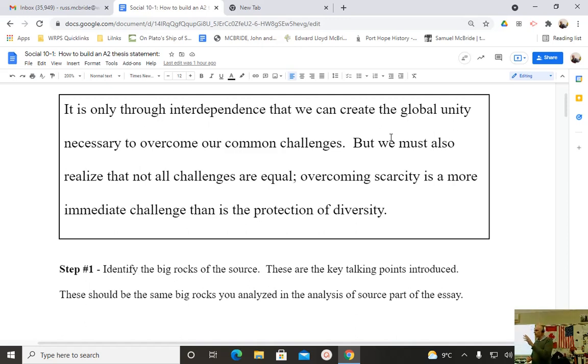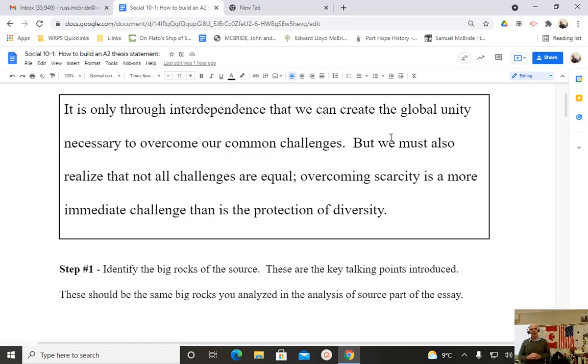But the first step in creating a thesis statement is to understand, what am I responding to? And you've done that in the analysis of source part of the essay already. You've identified those big rocks. But now we need to build a thesis statement that either explicitly or implicitly connects to those rocks. The fear is that you will analyze the source and then you'll write an essay that has nothing to do with the source. It's very tangential, or it might even be off topic. One way to ensure that you remain on topic is to create a response using the language that is in the source.